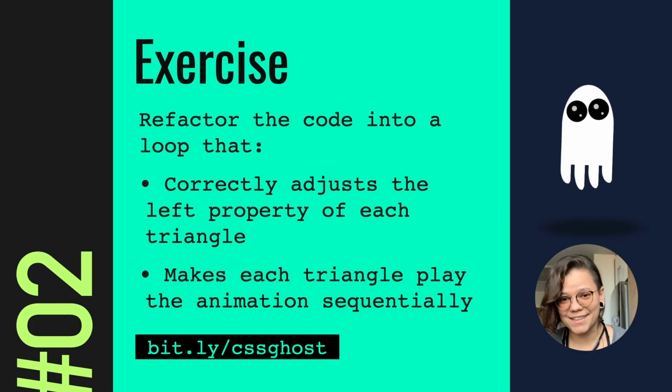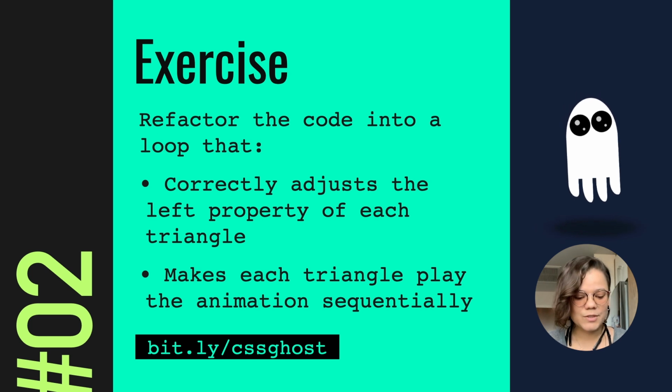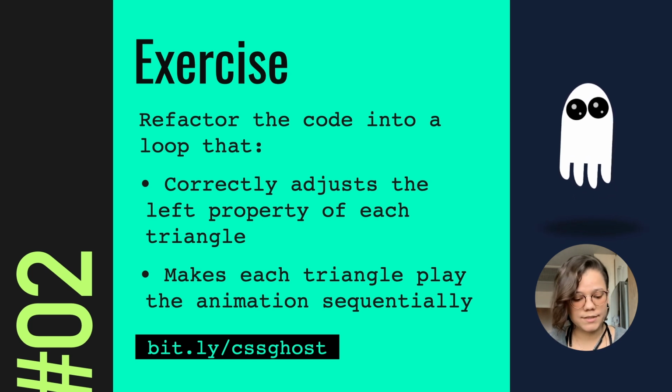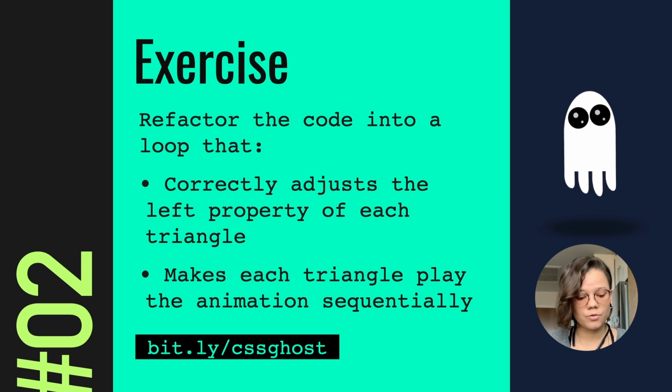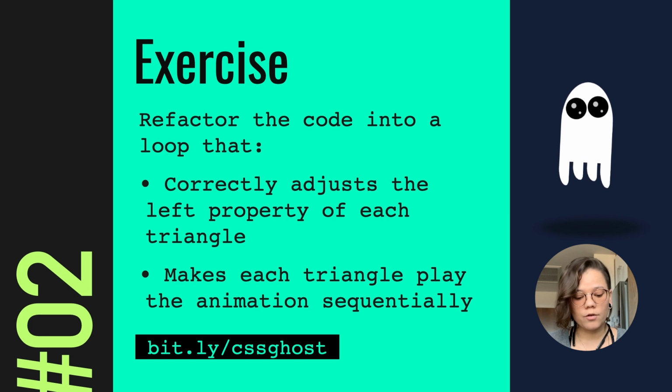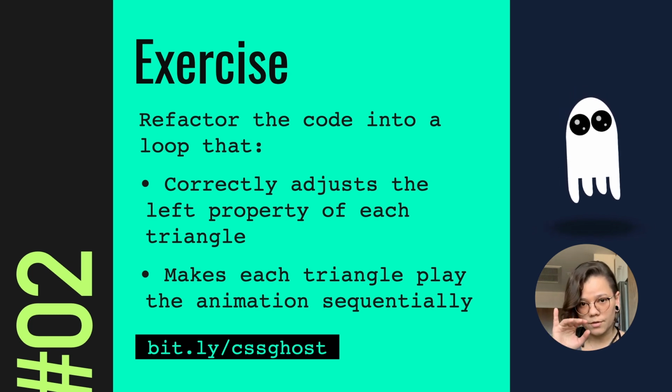Time for another exercise. So the goal of this exercise is to refactor the code into a loop that correctly adjusts the left property of each triangle, forming the legs of the little ghost, and make each triangle play the animation in sequence. So like this.